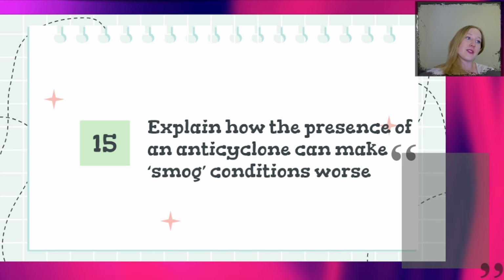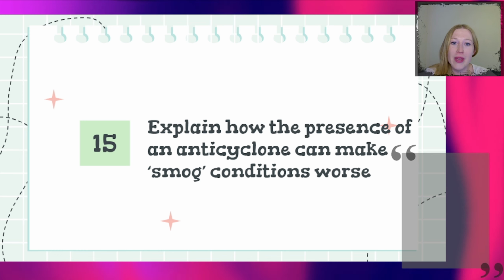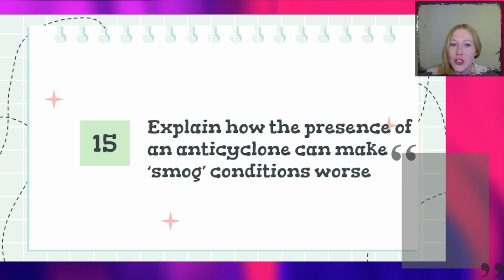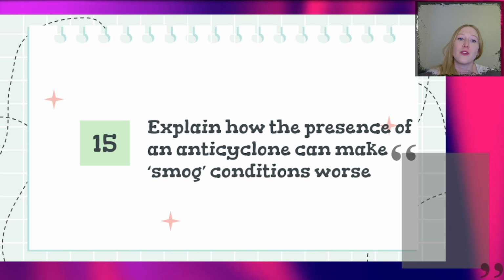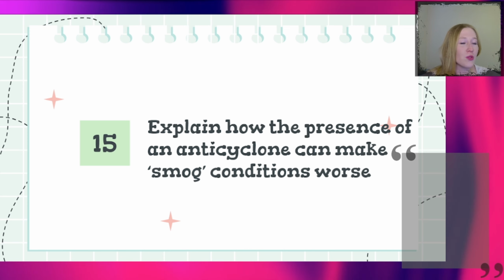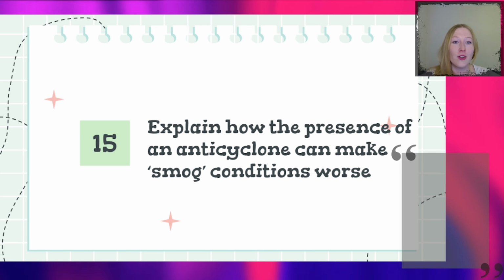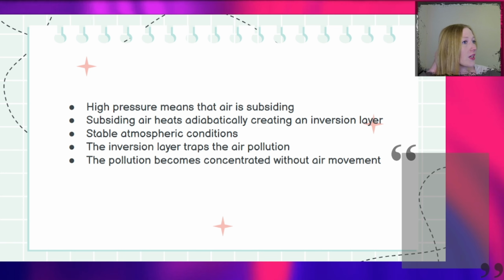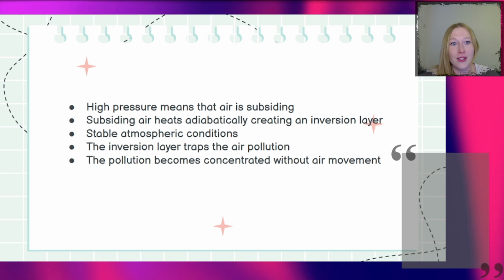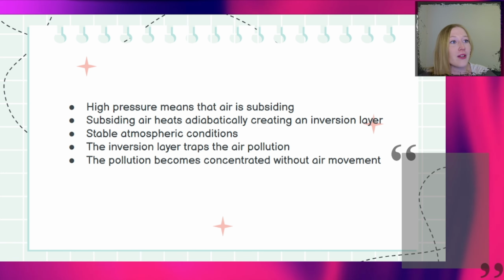Explain how the presence of an anticyclone can make smog or air pollution worse. I have seen it referred to as smog, but if you're not familiar, this is also just referred to as air pollution. So how can the anticyclone make air pollution worse? Well, it relates back to that inversion layer that we were just talking about.